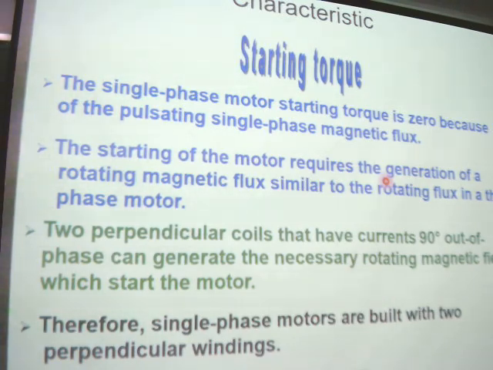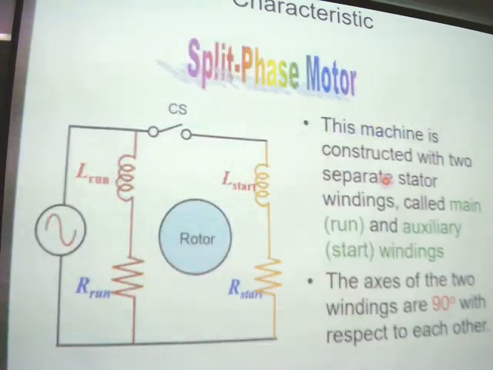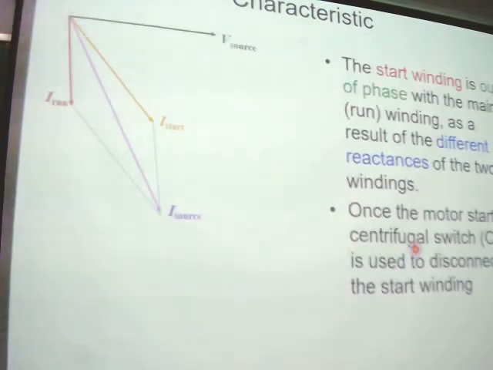So if we want to start it, we should have another winding. So we have the starting winding. This is the starting winding. This is the main winding. The angle between the two windings is 90 degrees. If it is 90 degrees, it can generate the starting torque. Then it can rotate to speed.